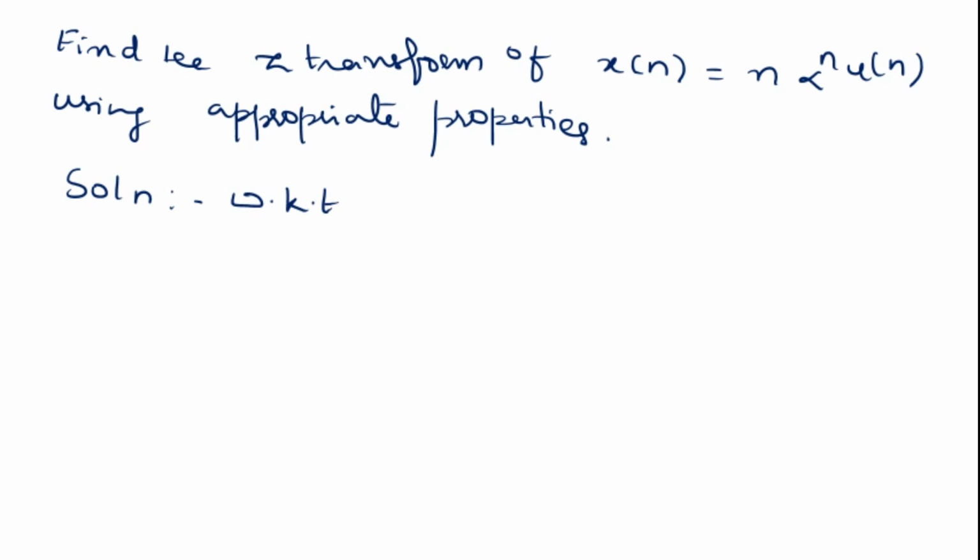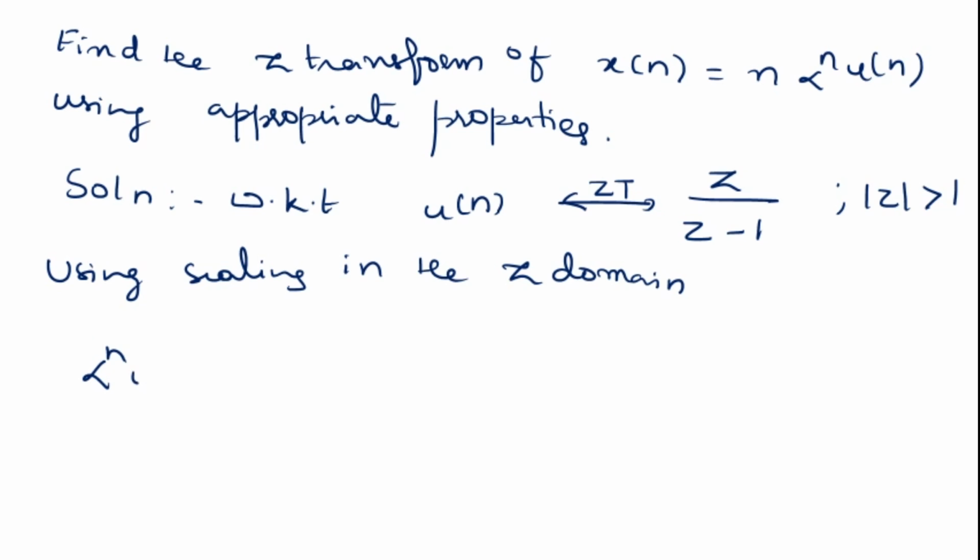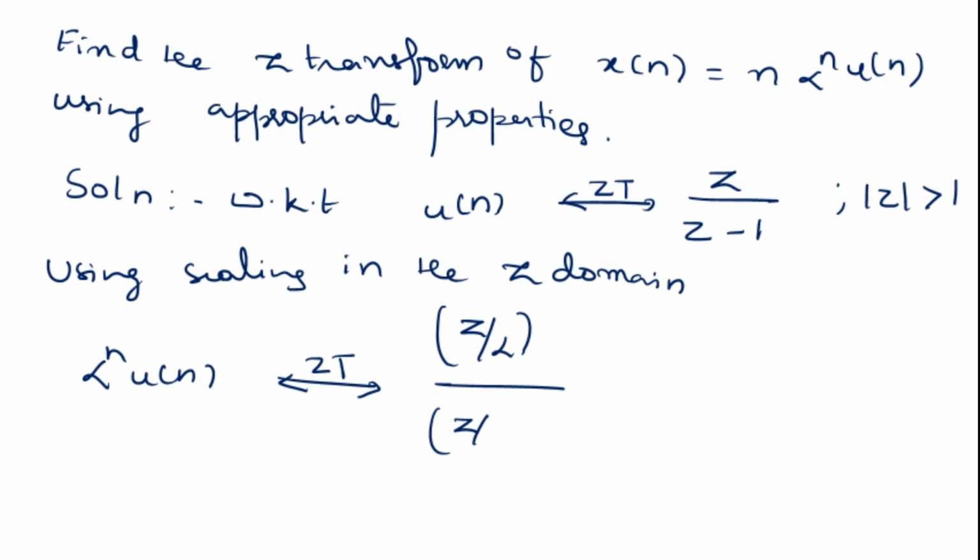We know that u of n, if you take the transform, we get z divided by z minus 1 with mod z is greater than 1, and using scaling in the z domain, alpha to the power n into u of n, if you take z transform, we get z by alpha divided by z by alpha minus 1, which is equal to z by z minus alpha, with mod z is greater than mod alpha.